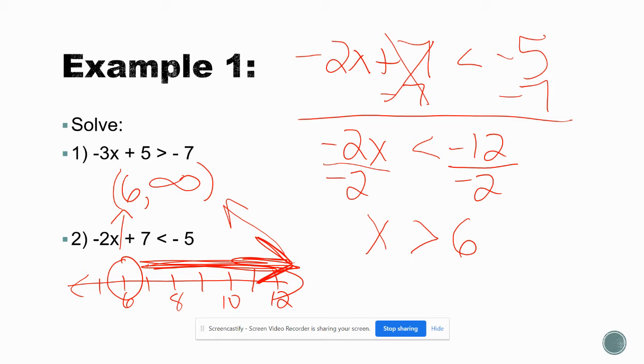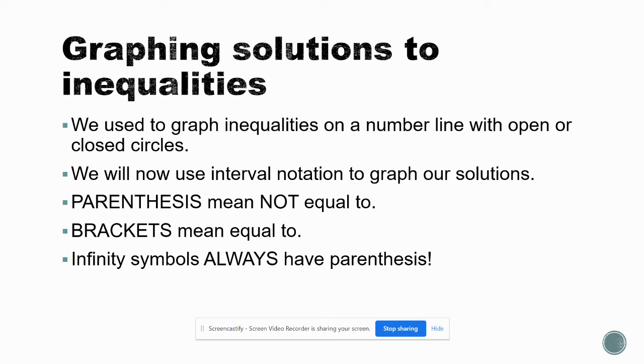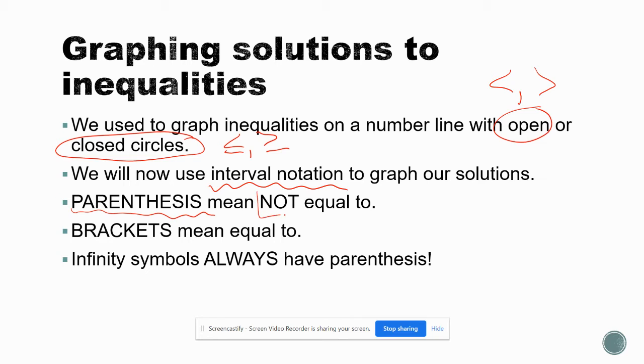Let's talk a little bit more about this interval notation. So we're reviewing graphing these on a number line with open circles if it's greater than or less than, closed circles if it's got the equal to. If we're talking about interval notation, we use parentheses if it's not equal to, which we were just talking about. Brackets means it was equal to.